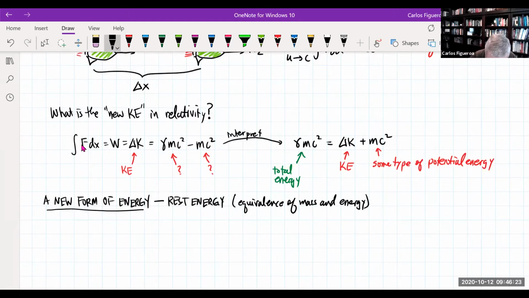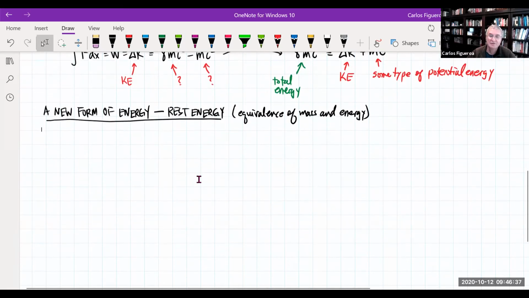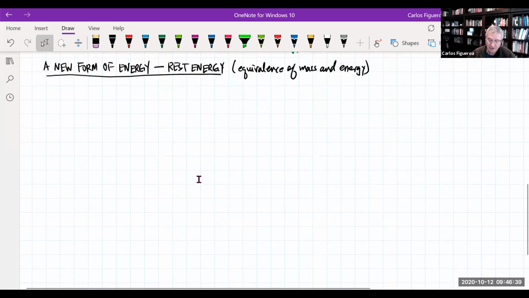And let's go look at that. So what you're going to find here is that the master himself gave, I think, one of the best interpretations of this equivalence of mass and energy. What is this new energy?